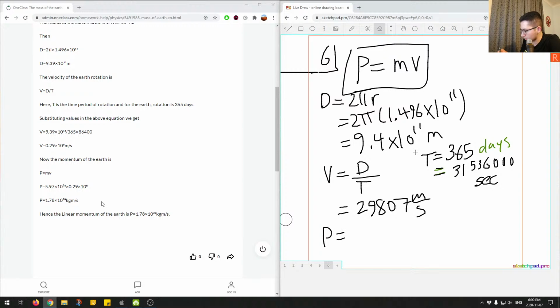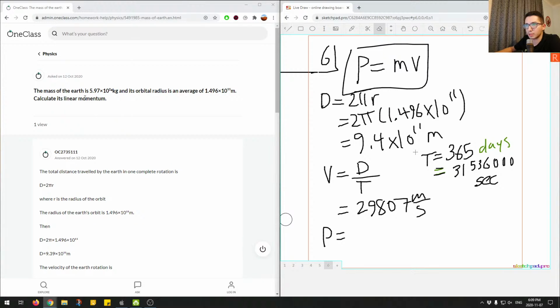So P is equal to the mass. So the given mass is 5.97 times 10 to the 24 kilograms times velocity, which is 29.807 meters per second. And we end up with 5.97 times 10 to 24 times 29.807. So we have 1.78.